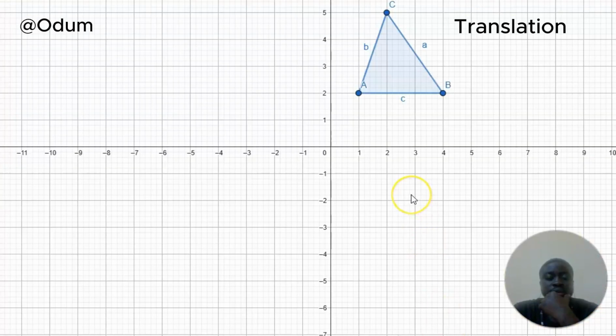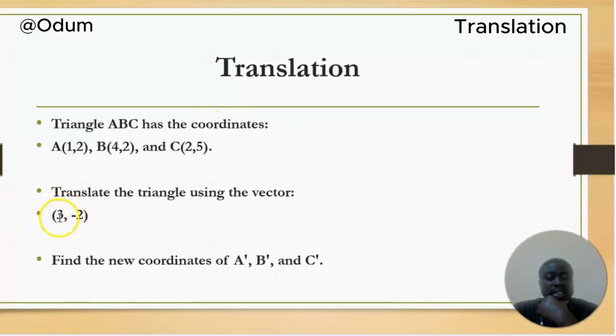Now we are going to do the translation. What is our translation vector? The translation vector is (3, -2). This means that you move 3 units to the right and 2 units downwards, because the 3 is the positive x and the -2 is on the negative y-axis. Since x is positive, we move 3 times to the right, and since y is negative 2, you move downwards twice. That is exactly what you are going to do.